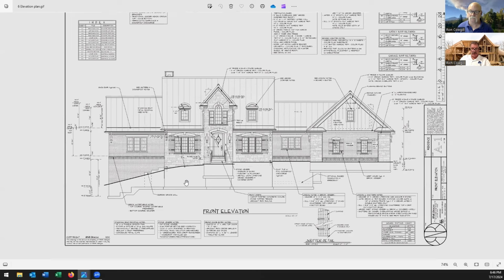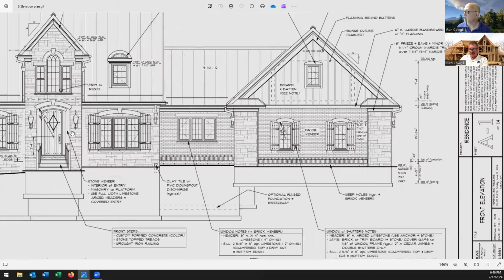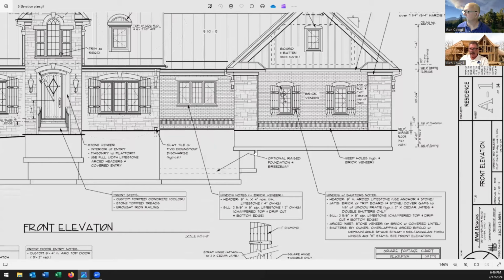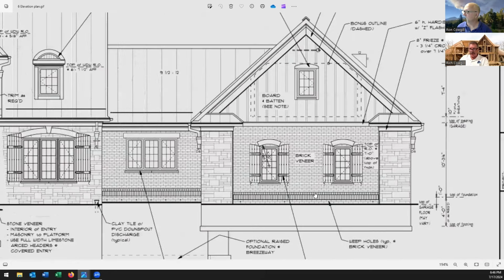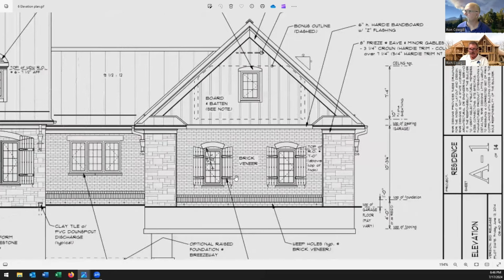When we talk about this, you really can't see it on this drawing that well, but if you look all the way to the right, you'll see the list of numbers. It'll show the floor line. It'll show the wall height, but it's also showing you, there we go, right in there, the ceiling height on the second floor.